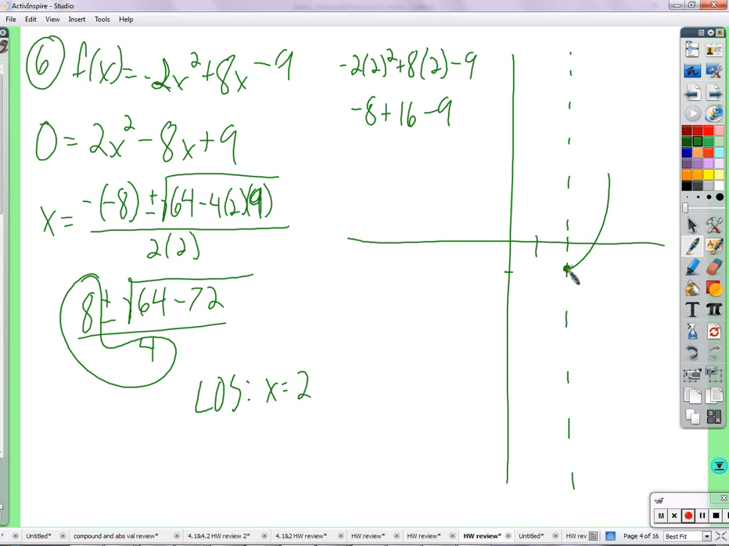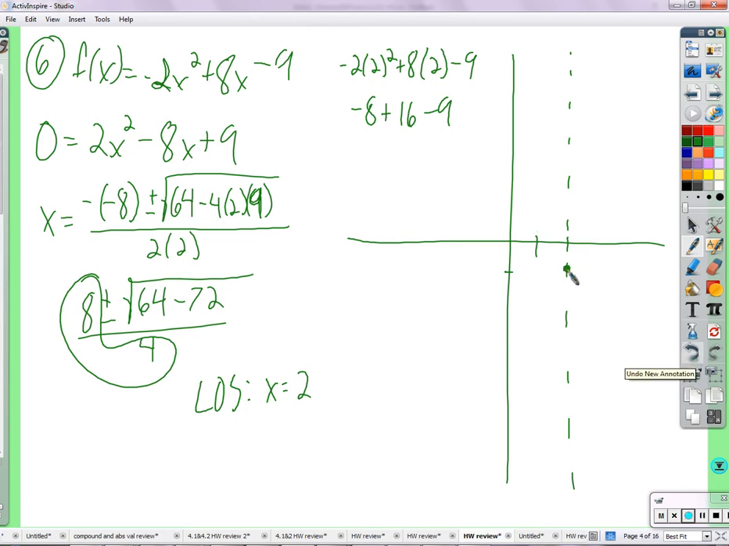Does it go like this? No. Why not? Because it's got the negative coefficient in front of x squared. It goes down. What else about what I've done so far tells me it can't open up? Because you don't have x-intercepts either. So doubly we know that it opens down.